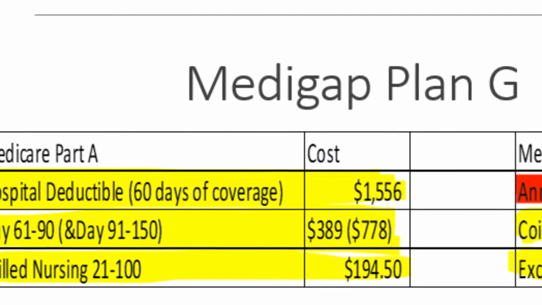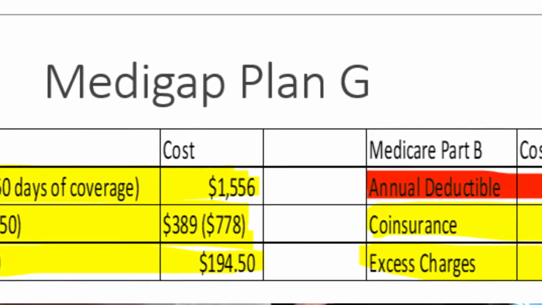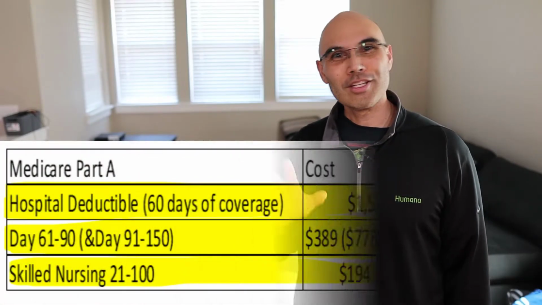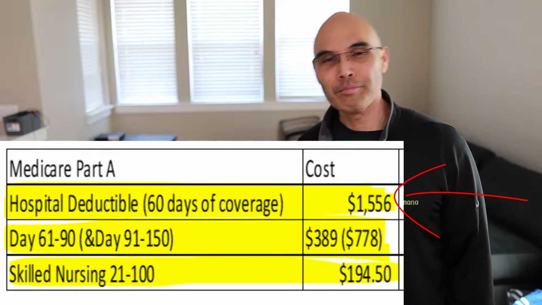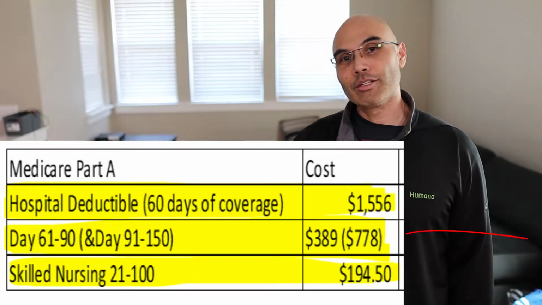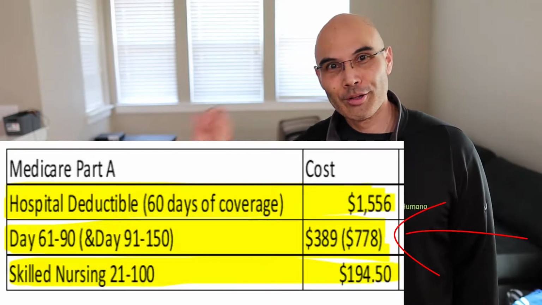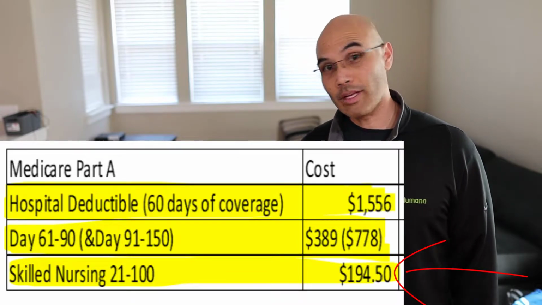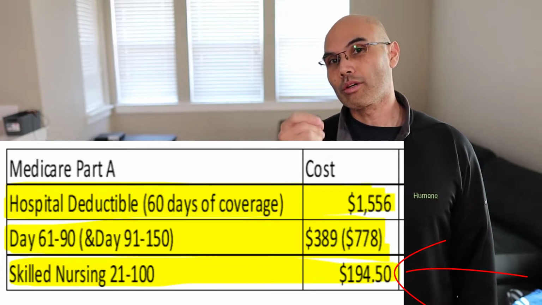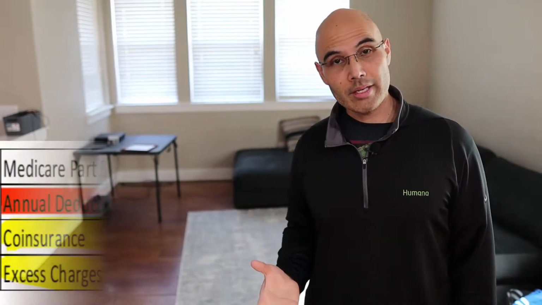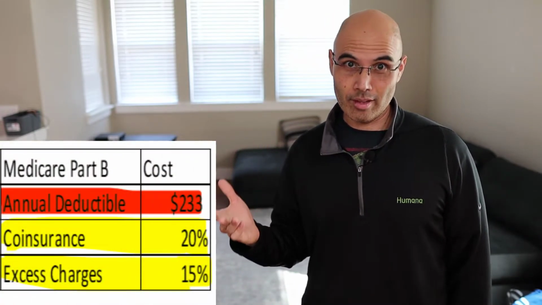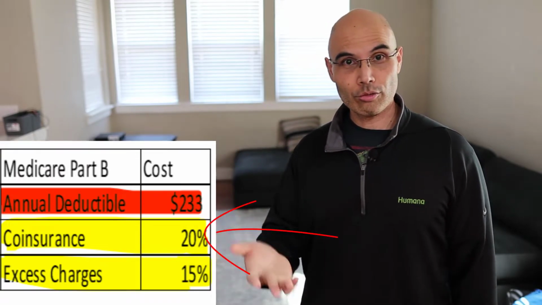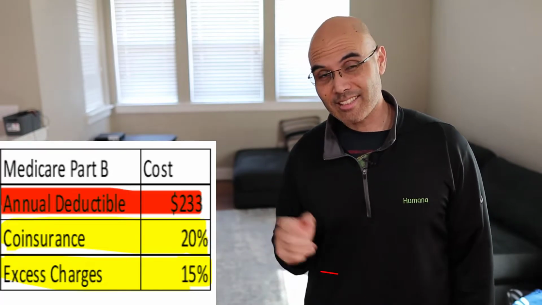These are the financial gaps that you have to worry about, and they're your responsibility when you utilize these services. On Part A, it's a $1,556 deductible, day 61 through 90, day 91 through 150, and of course day 21 and beyond for skilled nursing care. Now on Part B, you're looking at the annual deductible, the 20% co-insurance that you are responsible for, and excess charges.